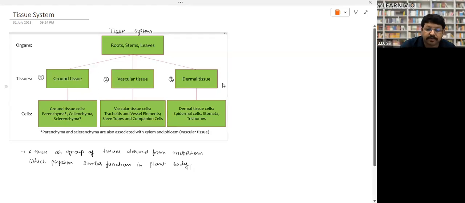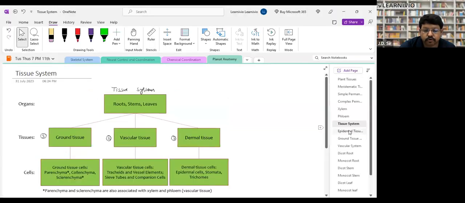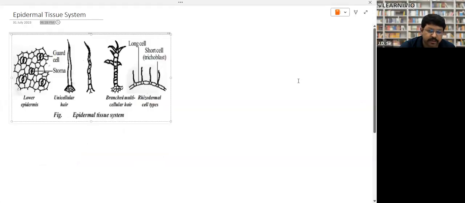Now we'll start with the dermal tissue or epidermal system. So the first tissue system is epidermal tissue. Let me explain what the epidermal system is. I have already told you, so I can show that previous flow chart again.